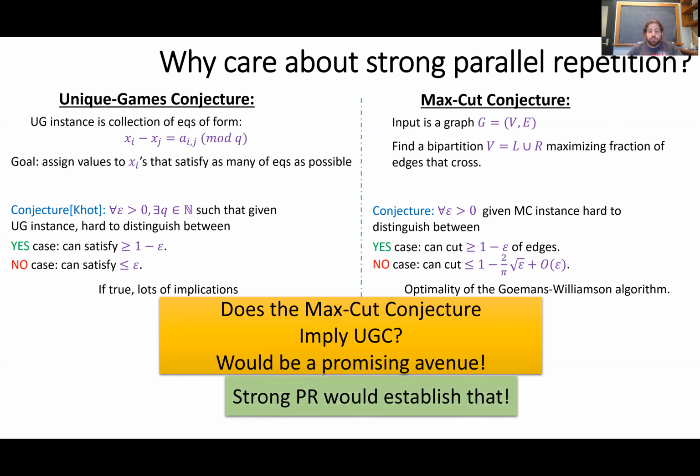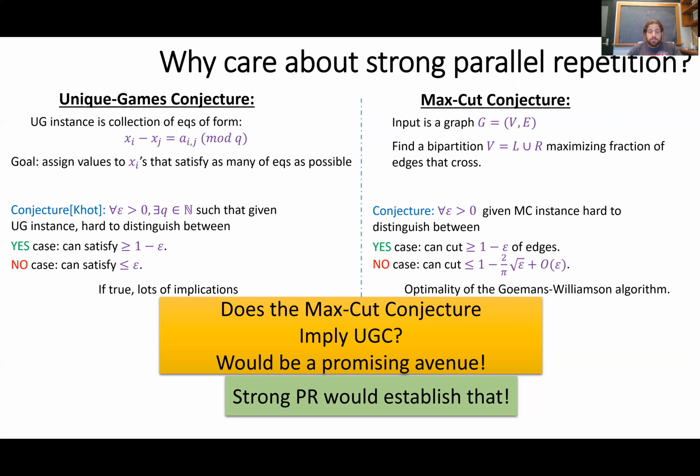And this is where strong parallel repetition enters the picture. If we had strong parallel repetition, we would be able to say that this deduction would follow in a black box manner. And moreover, the quadratic gap that we had in the slide before is exactly this gap between epsilon and square root of epsilon that we have in the max-cut conjecture. So because we have this epsilon loss, the gap disappears, but if we had something less than square, we'd have it. So this is one of the primary motivations to study, or perhaps the primary motivation to study strong parallel repetition.